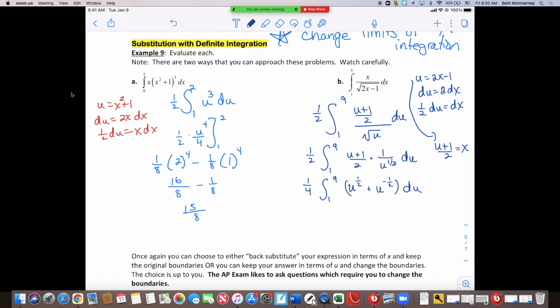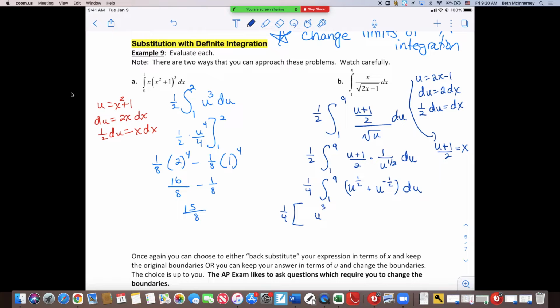Do you see how I simplified? Did my little algebra here? I pulled this 2 out to make it 1/4. Then that would leave me, I skipped a step, u plus 1 over u to the 1/2. That's u over u to the 1/2 is u to the 1/2, and 1 over u to the 1/2 is u to the negative 1/2. All right, so this is a tough one here.